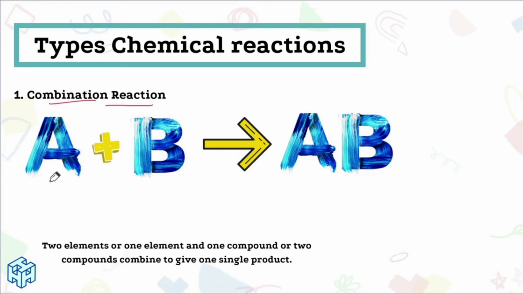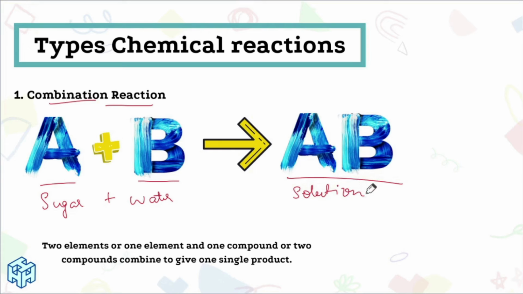Let me consider I have element A and I have element B. When I am mixing both, I am getting some element as C. Like I said, sugar plus water, I am getting solution. Yes or no? Combination reaction is when 2 or more elements combine together into a single product. Let me give you a simple definition.